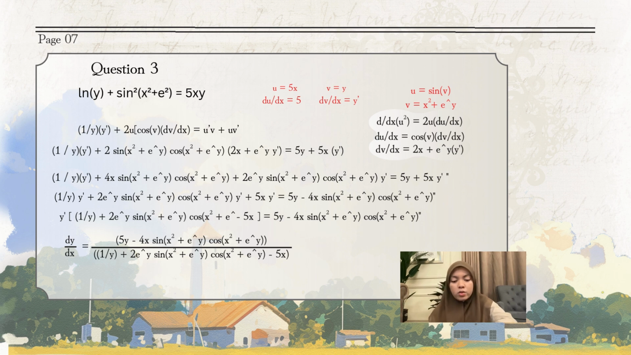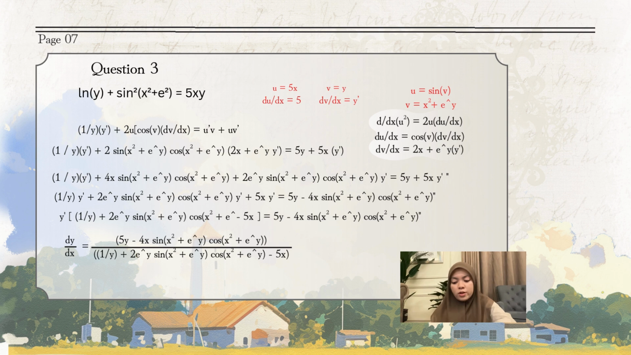Next, I differentiate the outer function u squared, which becomes d over dx of u squared equal to 2u multiplied by du over dx. Next, I differentiate u equal to sin v, which becomes du over dx equal to cos v multiplied by dv over dx. Next, I differentiate v equal to x squared plus e to the power of y, which becomes dv over dx equal to 2x plus e to the power of y multiplied by y prime.